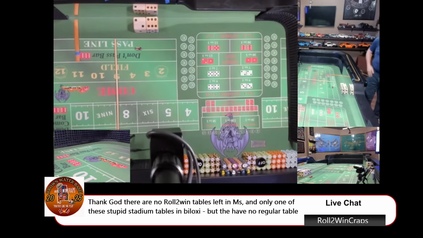Well, if you see something happen, I don't want to sound like I'm preferential, but I tend to agree with what Ed says here, that thank God there are no roll to win tables left in Mississippi, and the only ones are those stupid stadium craps in Biloxi. But that casino has no regular tables. So in Mississippi, I should say Biloxi, the only casino that has that, as of last time I was there in May, was Boomtown, and they don't have regular craps tables anyway.